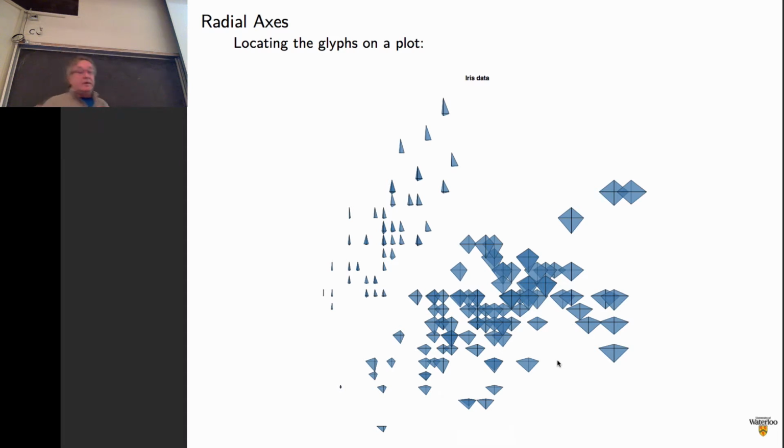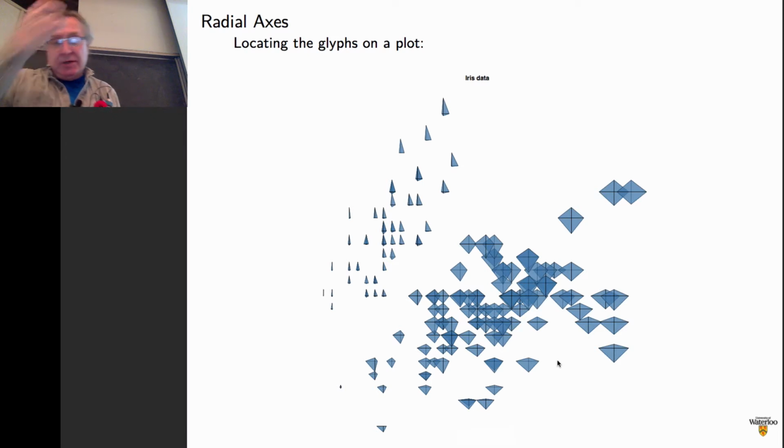So it's kind of fun to think about looking at these glyphs and pretending you don't know which are the species, or even how many species there are, and just trying to group them together visually. That is, visually cluster them. How well do you do in identifying the known groups? Okay. Any questions?